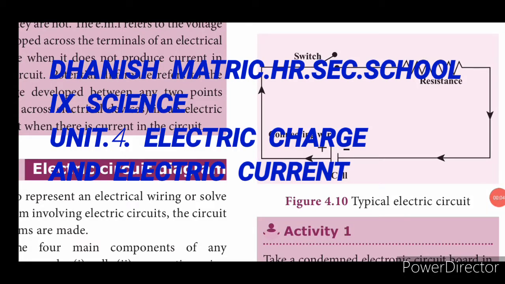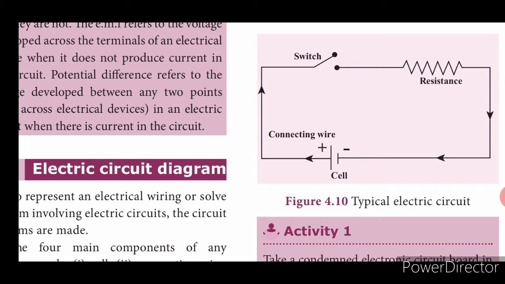So, in the previous class, we have learned in this chapter what is electric charge, what are the charged particles that help the current to move from one point to the other point. So, what are the charged particles? Protons, neutrons, and electrons. Protons are positively charged particles. Neutrons don't possess any charge, that is, no charge, and electrons possess negative charge.